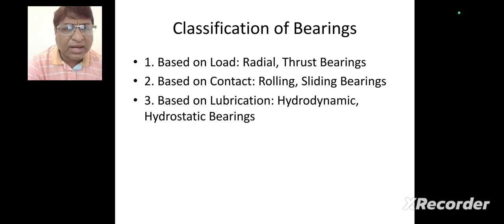So, what are the classifications of bearings? Based on load, it is classified as radial and thrust bearing. Based on contact, it is classified as rolling and sliding bearings. Based on lubrication, it is classified as hydrodynamic and hydrostatic bearings.